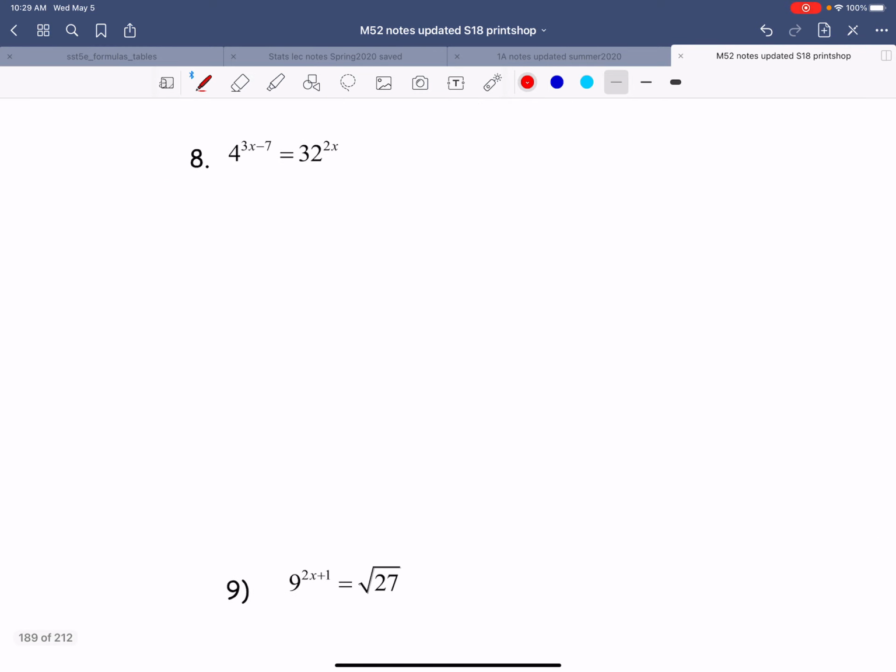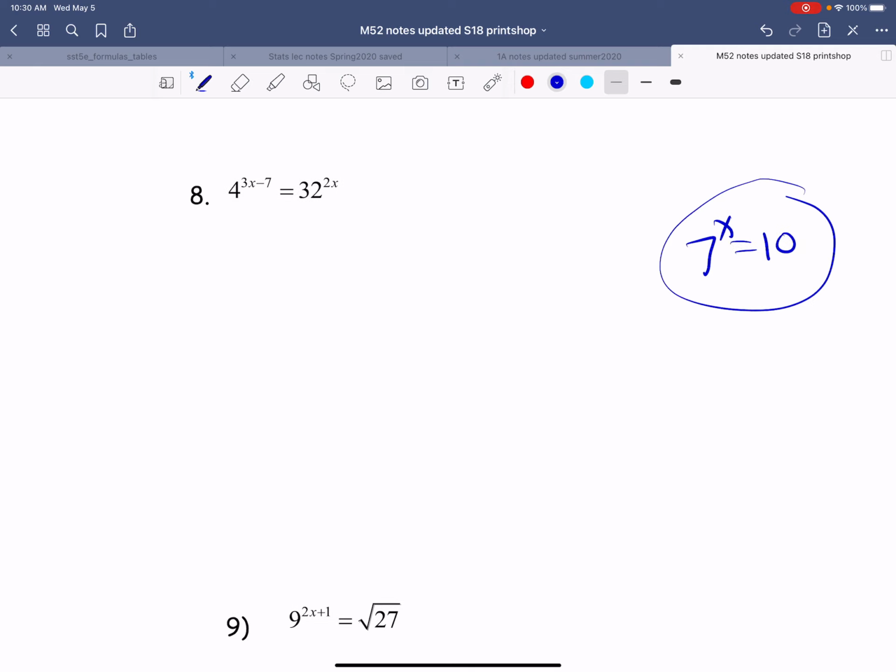One more, 4 to the power 3x minus 7 equals 32 to the power 2x. Again, your goal is to write both sides with the same base if possible. Sometimes it's not possible for an exponential equation. For example, 7 to the power x equals 10. You cannot write both sides with the same base. This will be a type 2 equation. We will discuss them a little later when we have talked about logarithms. But for now, we only focus on the equations where we can write both sides with the same base.